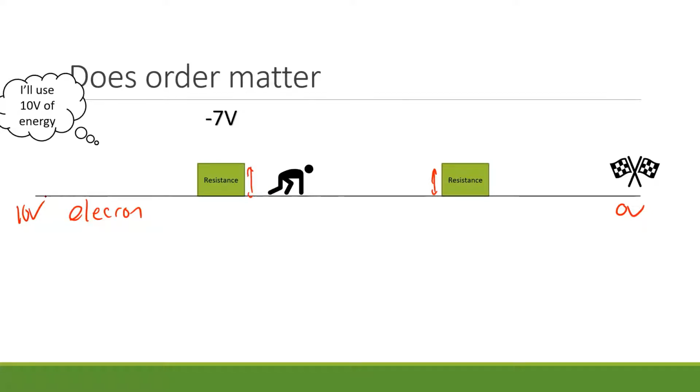And then, all right, so he's tired. So then he keeps going very slowly and he climbs barely over that second resistor. How much does he lose over that second resistor? He loses 3 volts to get over that second resistor. Okay.